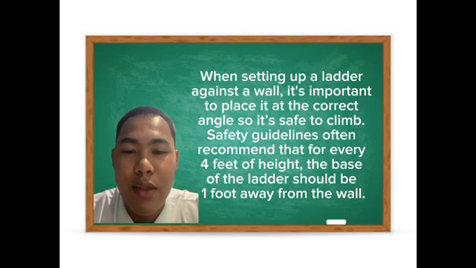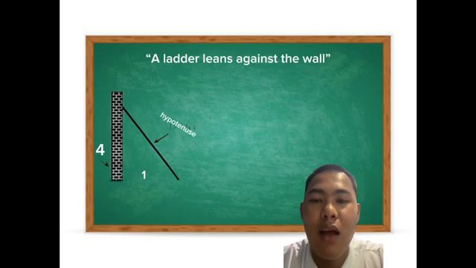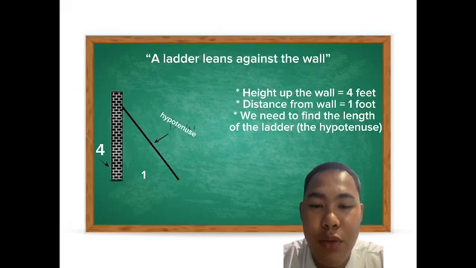When setting up a ladder against a wall, it's important to place it at the correct angle so it's safe to climb. Safety guidelines often recommend that for every 4 feet of height, the base of the ladder should be 1 foot away from the wall. A ladder leans against a wall. Height up the wall: 4 feet. Distance from wall: 1 foot. We need to find the length of the ladder, or the hypotenuse.